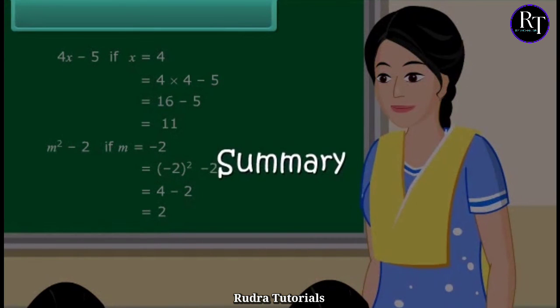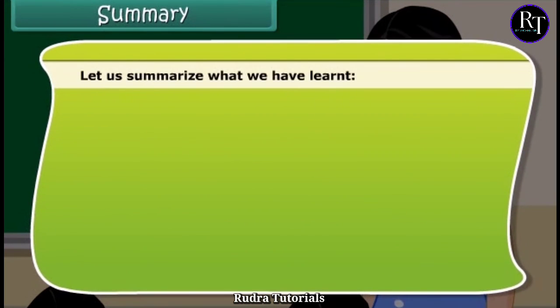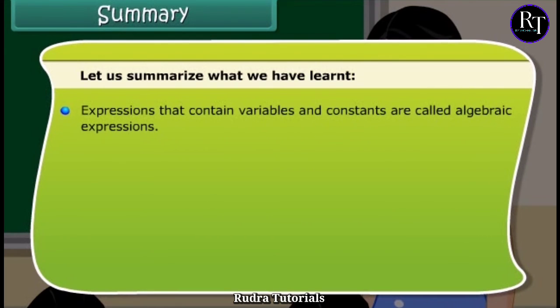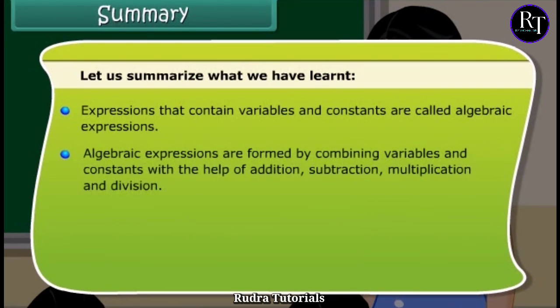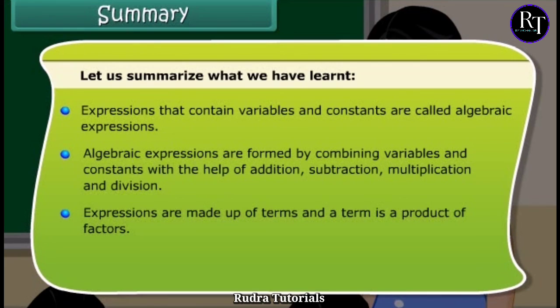Summary. Let us summarize what we have learned. Expressions that contain variables and constants are called algebraic expressions. Algebraic expressions are formed by combining variables and constants with the help of addition, subtraction, multiplication, and division. Expressions are made up of terms, and a term is a product of factors.